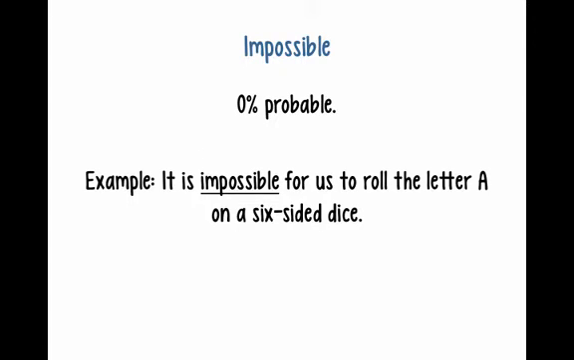Something that is impossible is 0% probable. There is absolutely no way that it could happen. You might say when you get a tricky assignment, oh, this is impossible. Well, no, it's not really impossible in the mathematical sense of the word. If we had a 6-sided dice, it would be impossible for us to roll the letter A because there are no letters on a dice. So go ahead and make sure you have all the vocabulary terms filled in. If you need to go back and rewind me or pause me for a couple minutes, that's fine.